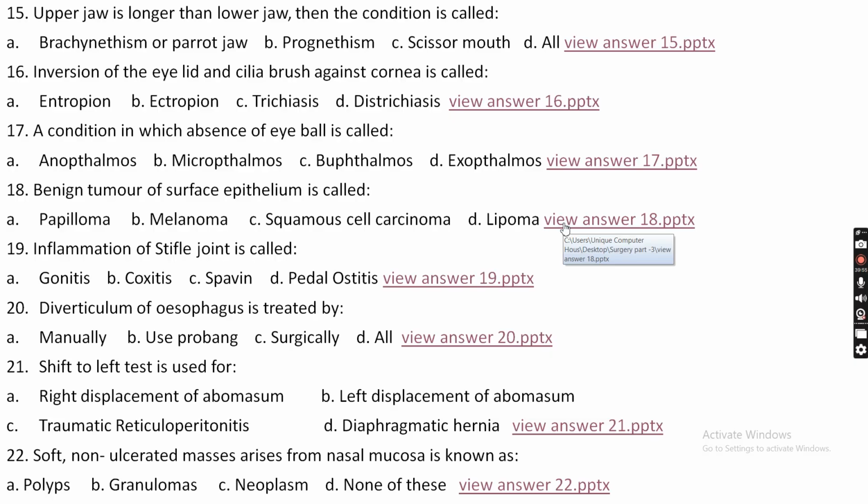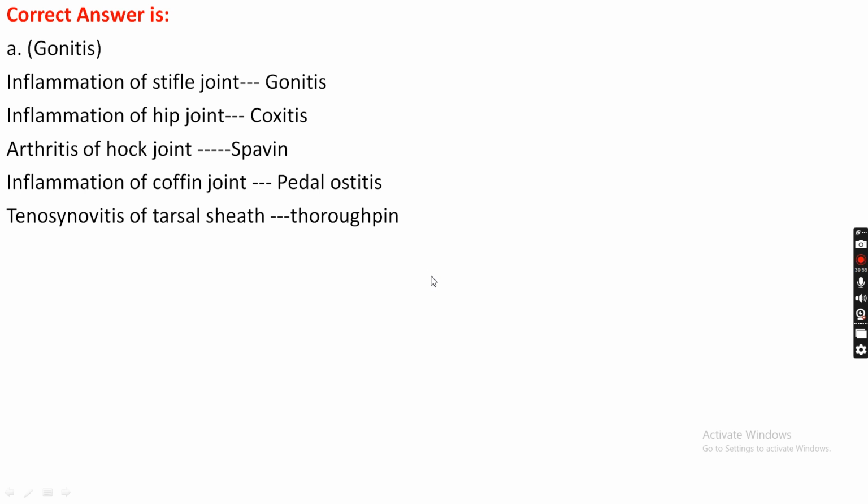Question number 19. Inflammation of the stifle joint is called: option A gonitis, option B coxitis, option C spavin, option D pedal osteitis. The right answer is option A, that is gonitis. Inflammation of the stifle joint is gonitis. Inflammation of the hip joint is coxitis. Arthritis of the hock joint is spavin. Inflammation of the coffin joint is pedal osteitis. Tenosynovitis of the tarsal sheath is thoroughpin.